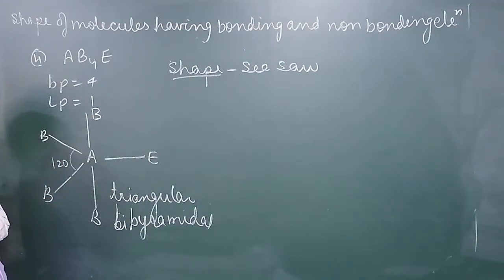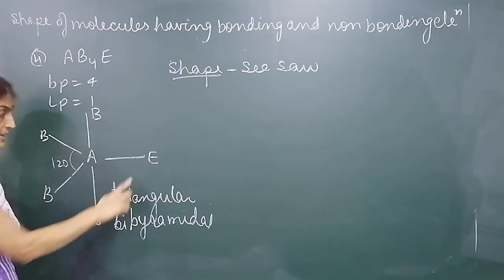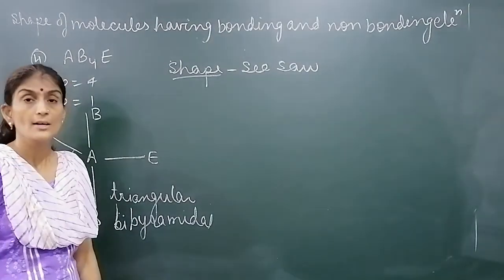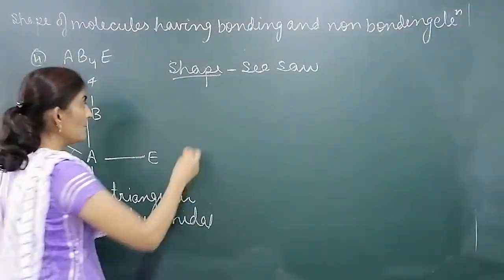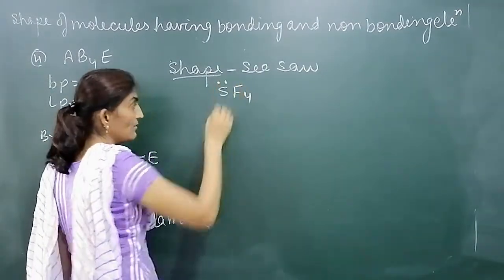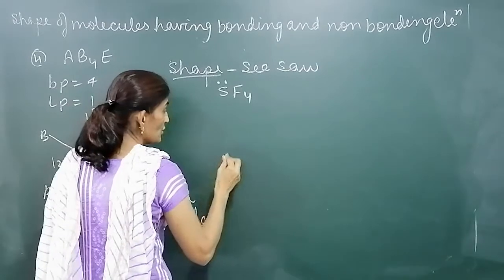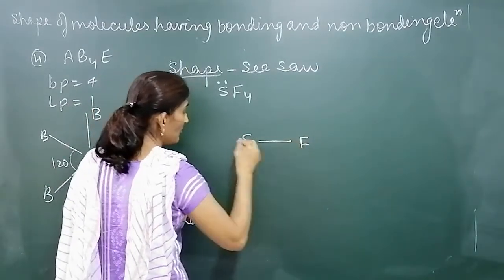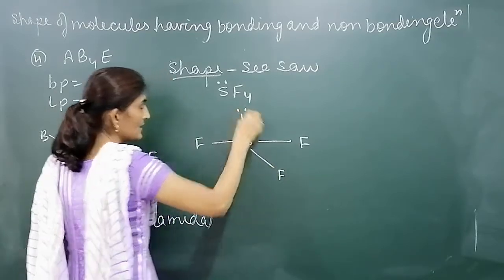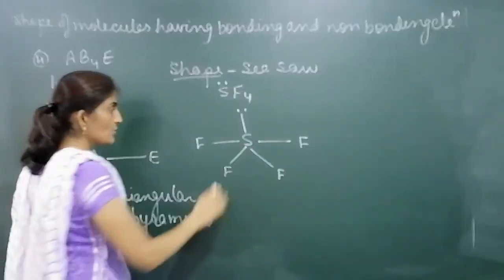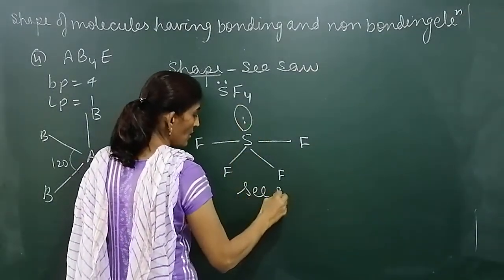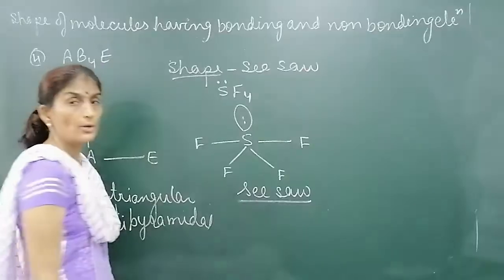That is called seesaw. So shape of this molecule which is having one lone pair and four bonding pair is not trigonal bipyramidal. It will be seesaw type. Example is SF4. SF4 has four bonding pair and one lone pair. So its shape becomes seesaw type like this. 1 F, second F, third F, 4 F, and here it is lone pair. So due to presence of one lone pair of electron, its shape becomes seesaw, not trigonal planar.